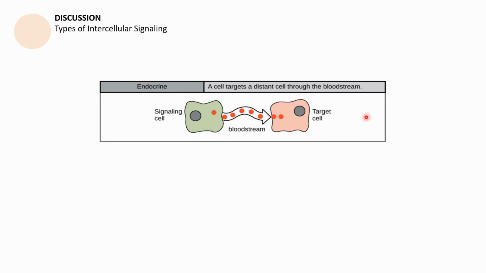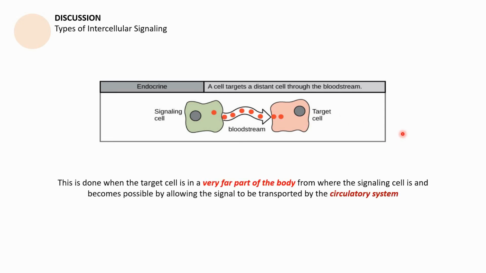Next is endocrine signaling. Ang endocrine signaling, it involves the use of a word that is familiar to everyone, which is endocrine. And we are all familiar with the endocrine glands, with the endocrine system. Okay, so what is this? It is when a cell targets a distant cell through the bloodstream. Ang signaling cell is connected to the target cell by means of the bloodstream. So, ginagamit yung mga blood vessels para makapunta. So, sobrang layo na, okay, nung distance. Sobrang laki na ng distance between the signaling cell and the target cell.